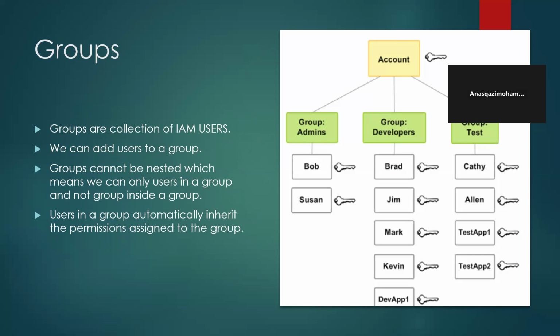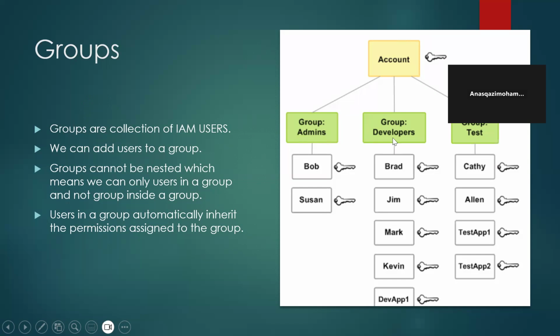Let's consider the admin. Admin would be having the admin privileges. So I attach the admin permissions to this group. By attaching the permissions to the group, Bob and Susan would have the admin permissions inherited because they are in the same group.